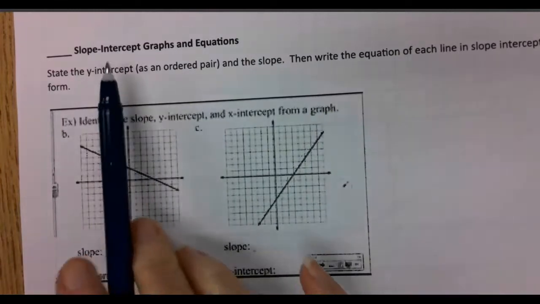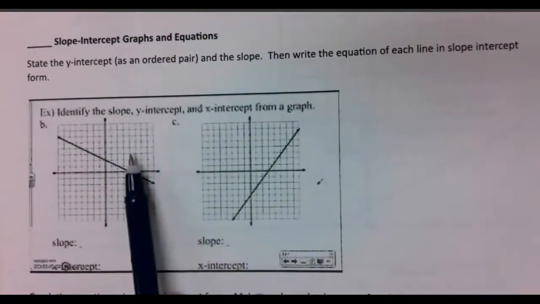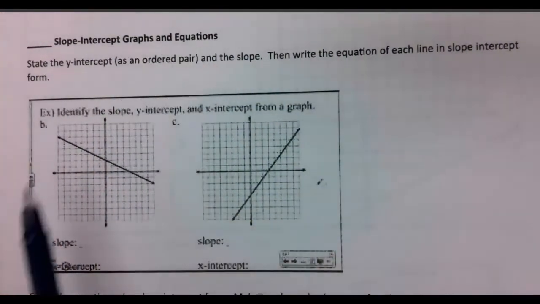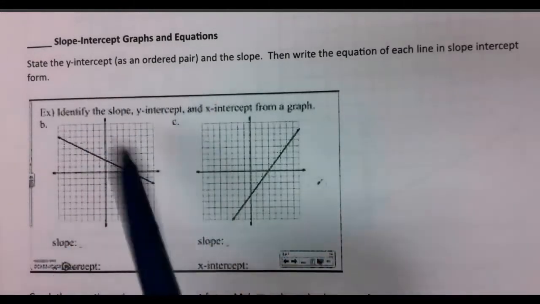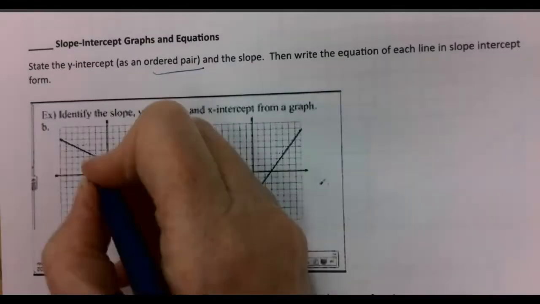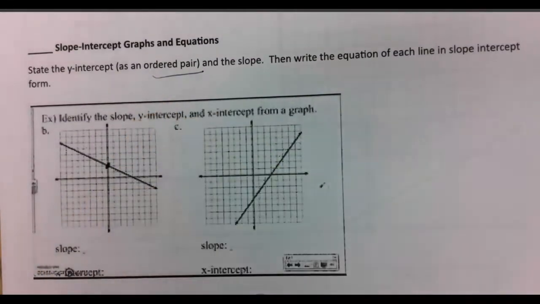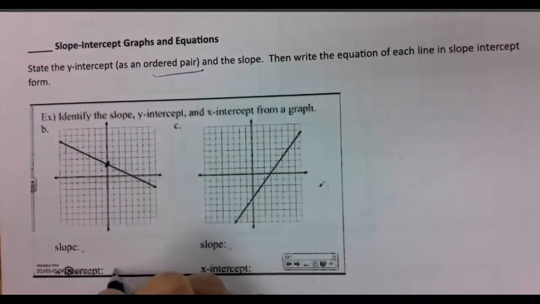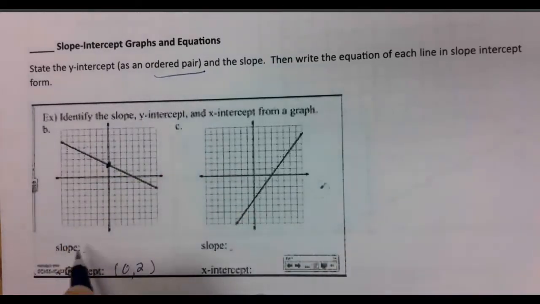So that's all finding slope. The next section we're going to be doing is slope-intercept with graphs and equations. State the y-intercept as an ordered pair and find the slope. So my y-intercept is right here. Sorry, these are a little blurry, but we can still see it. My y-intercept is 0, 2, as an ordered pair.